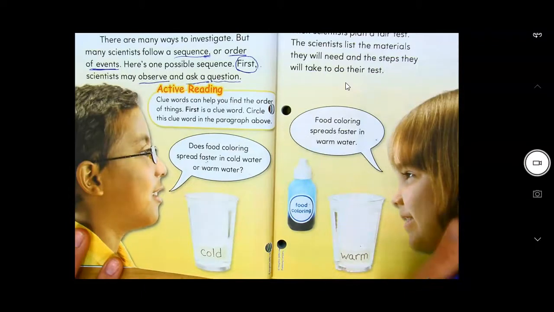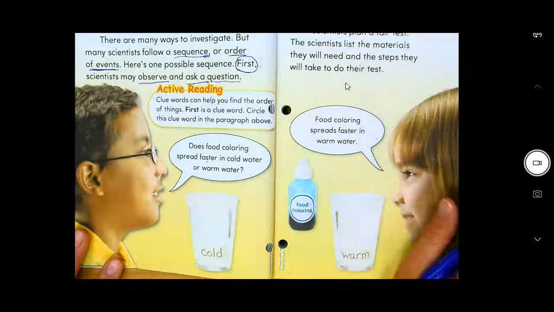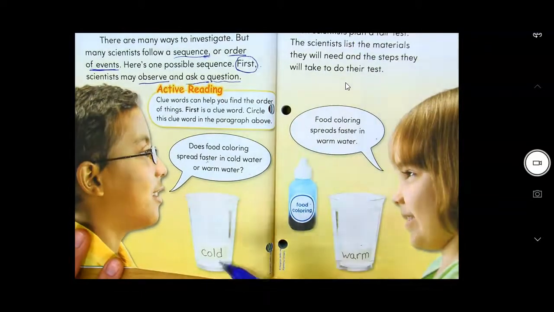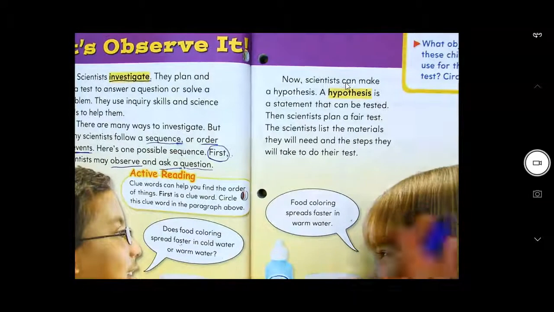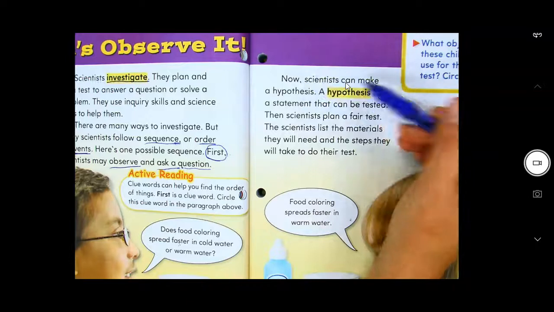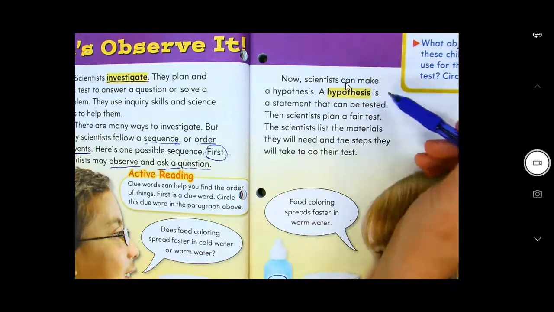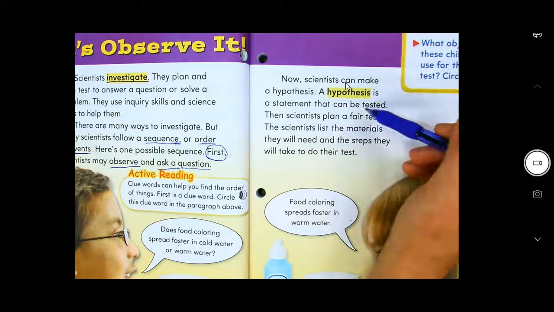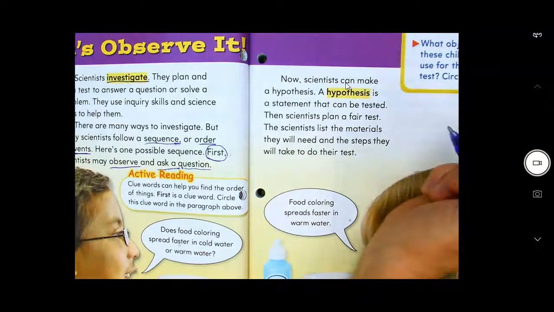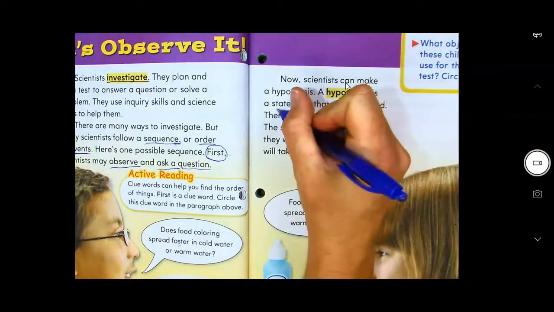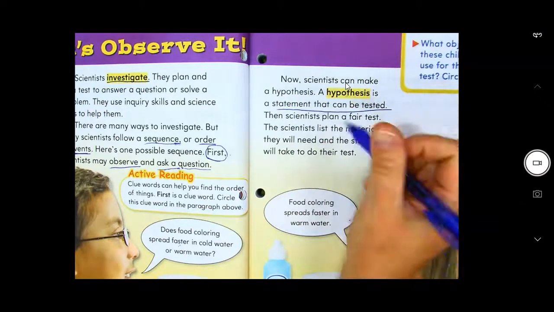This may be a fun experiment for you guys to do at home. It's real simple. You just need food coloring, cold water, and warm water. Okay? Now, scientists can make a hypothesis. A hypothesis is a statement that can be tested. So what's a hypothesis? That's right. It's a statement that can be tested.